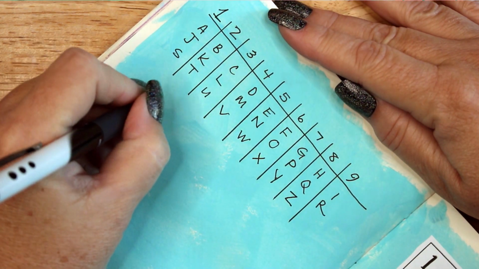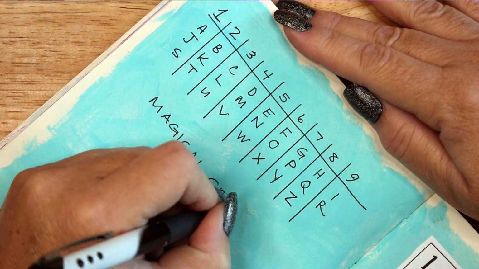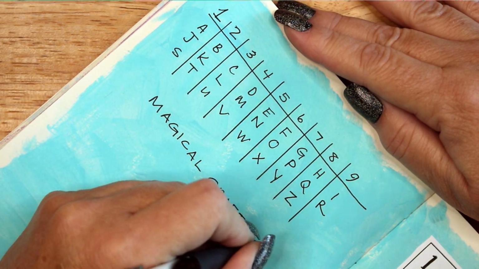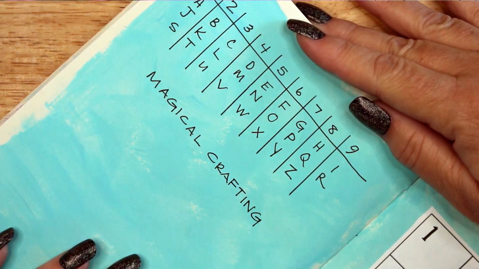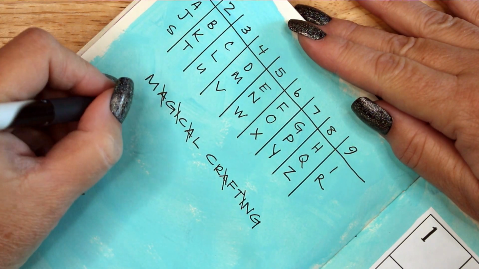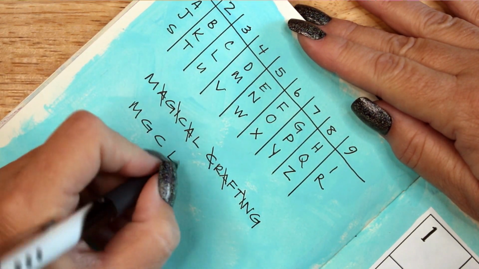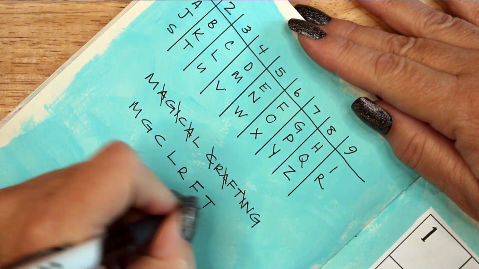Next, I write out my signature, magical crafting. Once again, I cross out all vowels, leaving only consonants, the manifesting sounds. And if a consonant is repeated, I use it only one time. Again, this leaves us with MGC, LRF, TN.